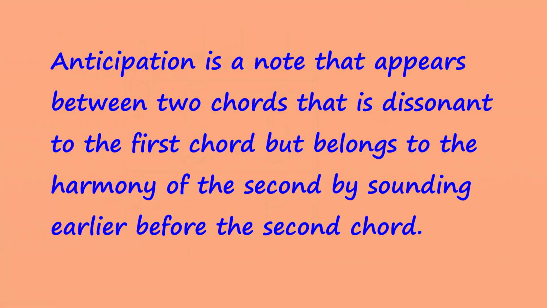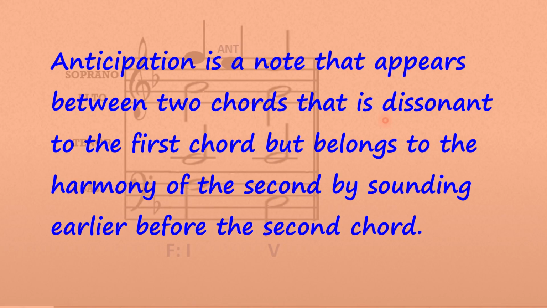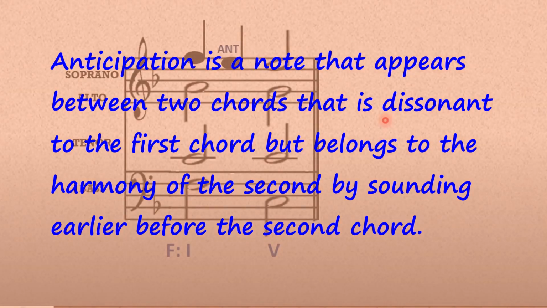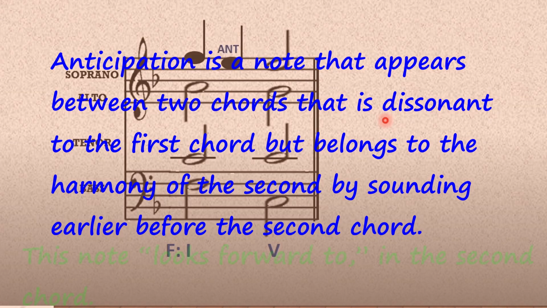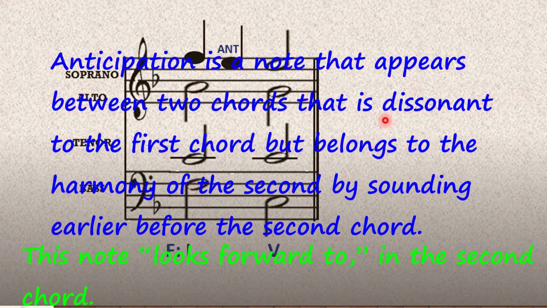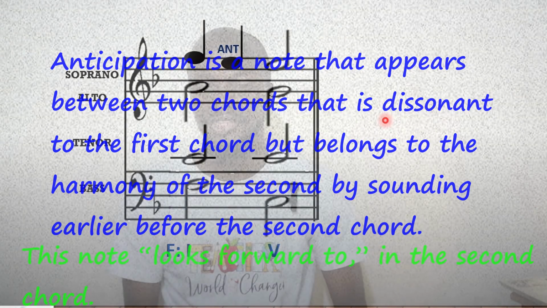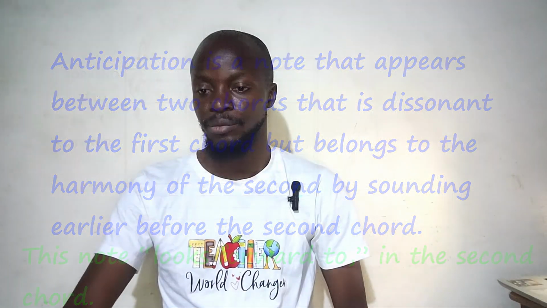So you can also look at anticipation as a note that appears between two chords that is dissonant to the first chord but belongs to the harmony of the second by sounding earlier, before the second chord. So this note looks forward to the second chord, like it sounds ahead of time. So this is anticipation. Now let's see more examples.